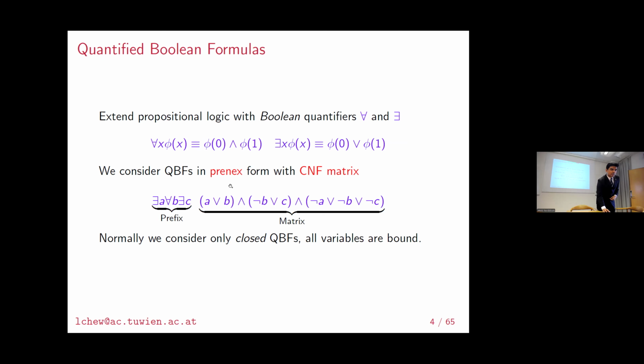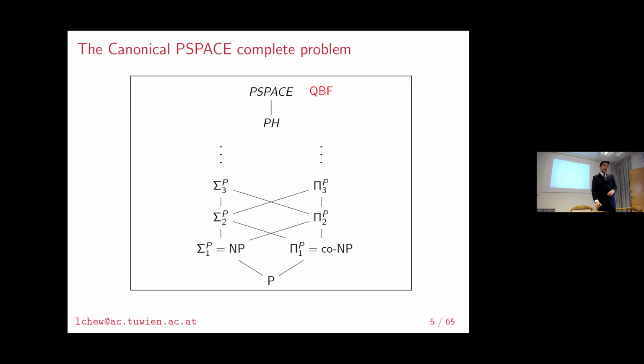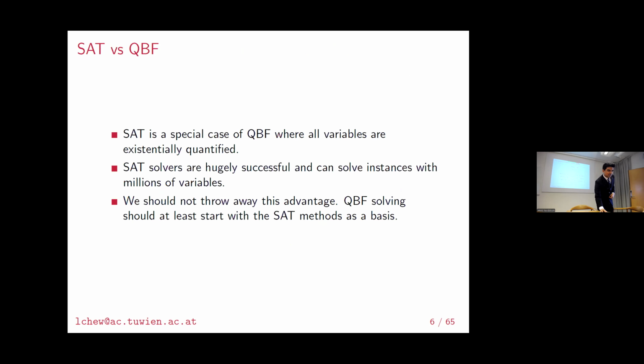A QBF is in prenex form if we have this prefix first here, and we have this matrix, which contains all the propositional information. Here we require the matrix to be in conjunctive normal form. And normally we're going to consider only closed QBFs where all the variables are bound in the prefix. QBF is not just a PSPACE-complete problem, it's also considered the canonical PSPACE-complete problem because it has very nice properties. One of the nice properties is that if you restrict the number of quantifier alternations, you actually end up with complete problems for each of these individual classes. So that's a very nice property of QBF there.